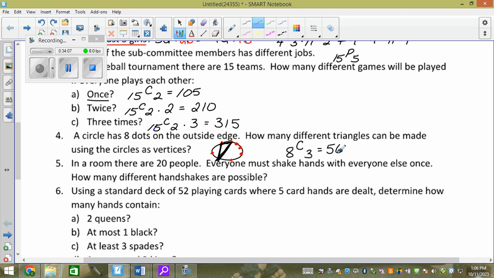Next one says, in a room there are 20 people. Everyone must shake hands with everyone else once. How many different handshakes are possible? So I know I have 20 people, and I choose how many to shake hands? 2. Some people will say 20. That is the weirdest handshake ever, all 20 of you coming together like a break in football. So it's 20C2, and that's shaking hands with each other once.